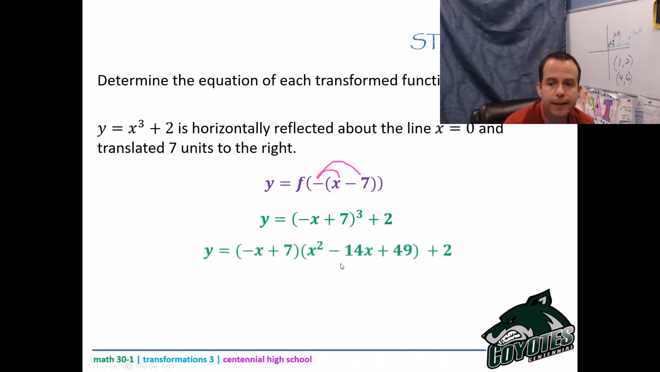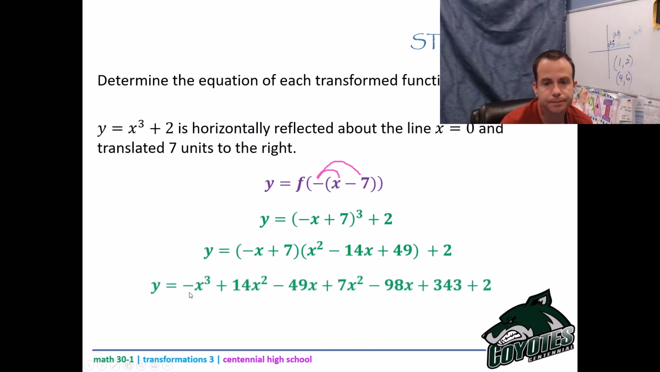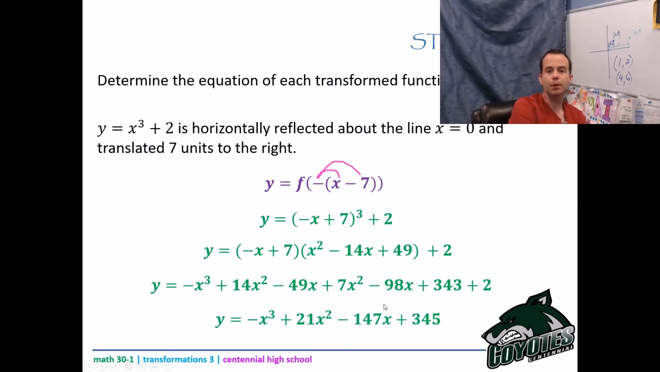Okay, so you should have ended up, what I've done there is just -x plus 7 times -x plus 7 squared. And then I distributed everything. Okay, so where this line is coming from is -x is getting multiplied by these 3 terms, and 7 is getting multiplied by these 3 terms. And then I just clean it up. My final answer would be y equals -x cubed plus 21x squared minus 147x plus 345.